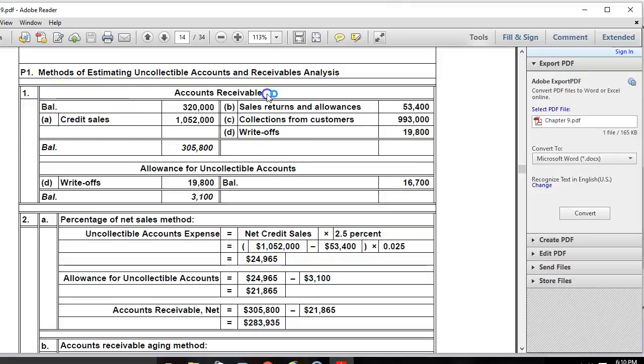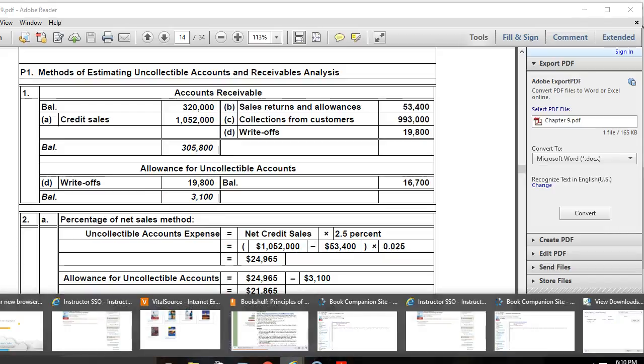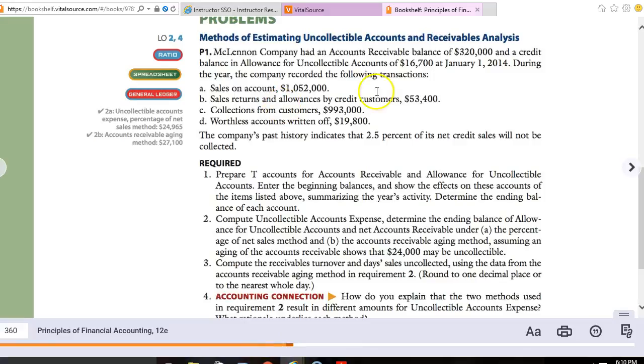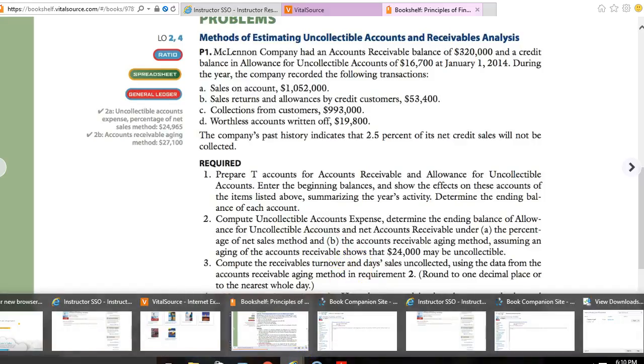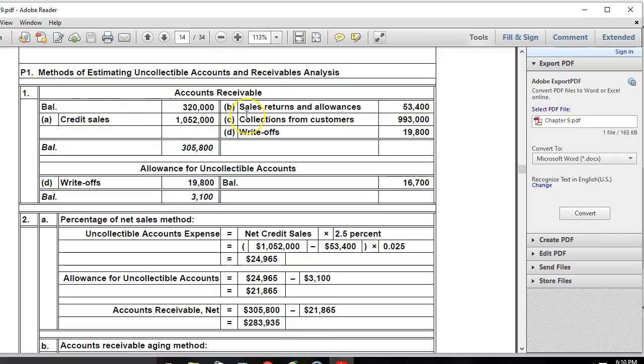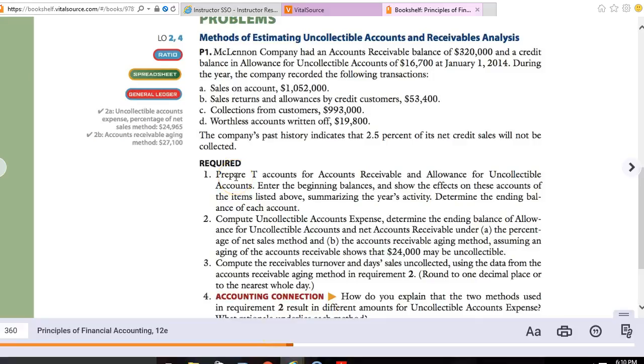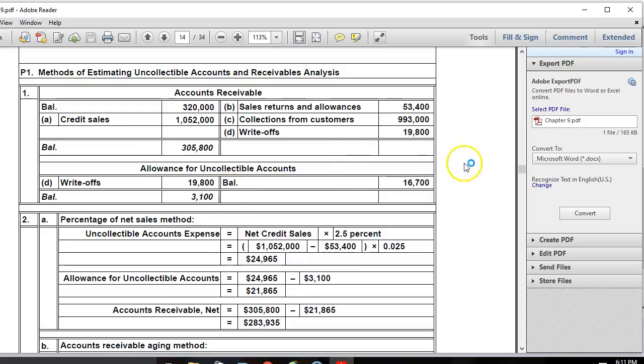Do you see right here, this is a T account. It says accounts receivable. Here's the T here, and it goes down right here. And then this one, allowance for uncollectible accounts, here's the T here, okay? So the first thing they want us to do is to put in the beginning balances. Well, if we go back here, it tells us the accounts receivable balance is $320,000. So what we'll do is we'll start with balance $320,000. Then it also tells us the balance for the allowance and uncollectible is a credit balance of $16,700. So where will we put that? Credit over here, $16,700. Everyone got that so far?